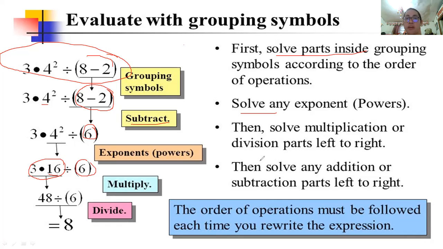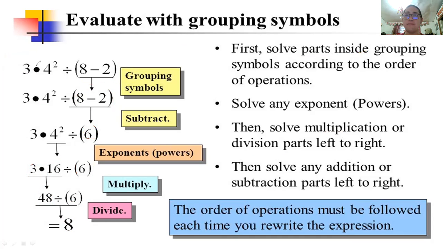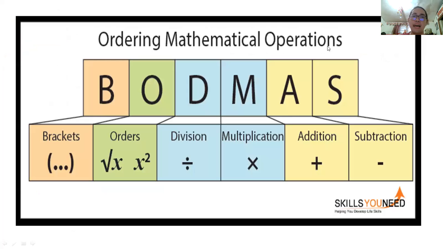Next, we're going to solve multiplication or division parts from left to right. So 3 times 16, that gives you 48. Then divide it by 6, that gives you 8. And 8 is our final answer. So the order of operations must be followed each time you rewrite the expression. So please take down note of that. Easy, right? Just remember the rules for the PEMDAS.